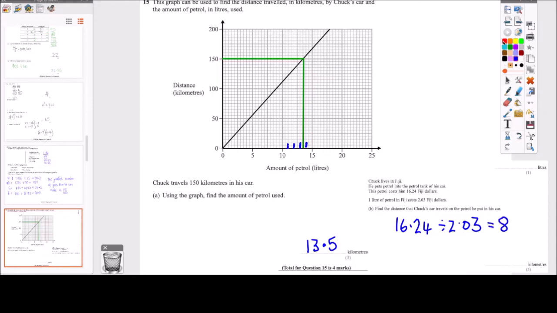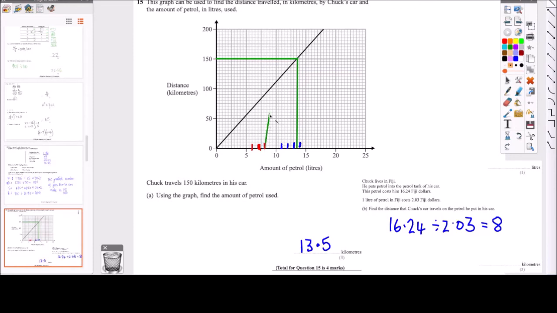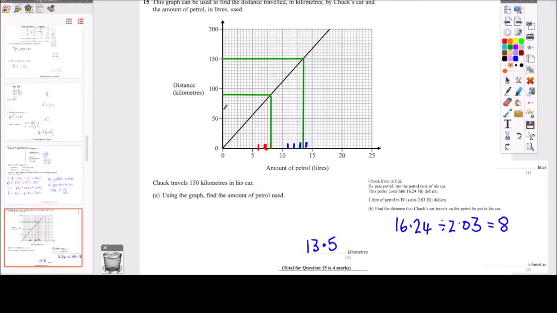So we've now got to take a reading on 8 litres. So 5, 6, 7, 8. 8 is there, 7's there, and 8 is there. So 8 is 6 squares along. So taking a reading there, that's taking me to there. That's given me a reading. Again, this is going up in 2s. So 50, 60, 70, 80, 90. I've got a reading of 90 kilometers.